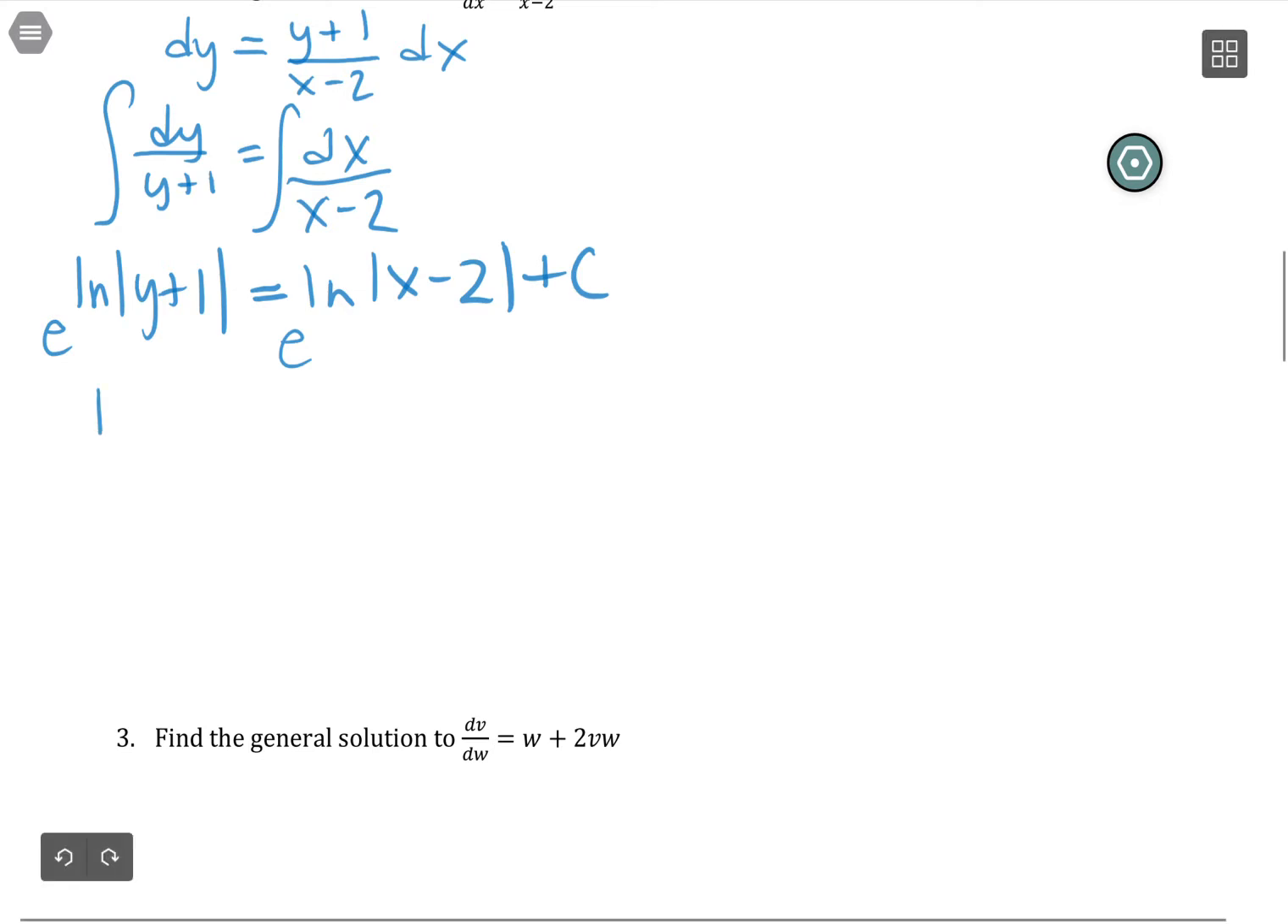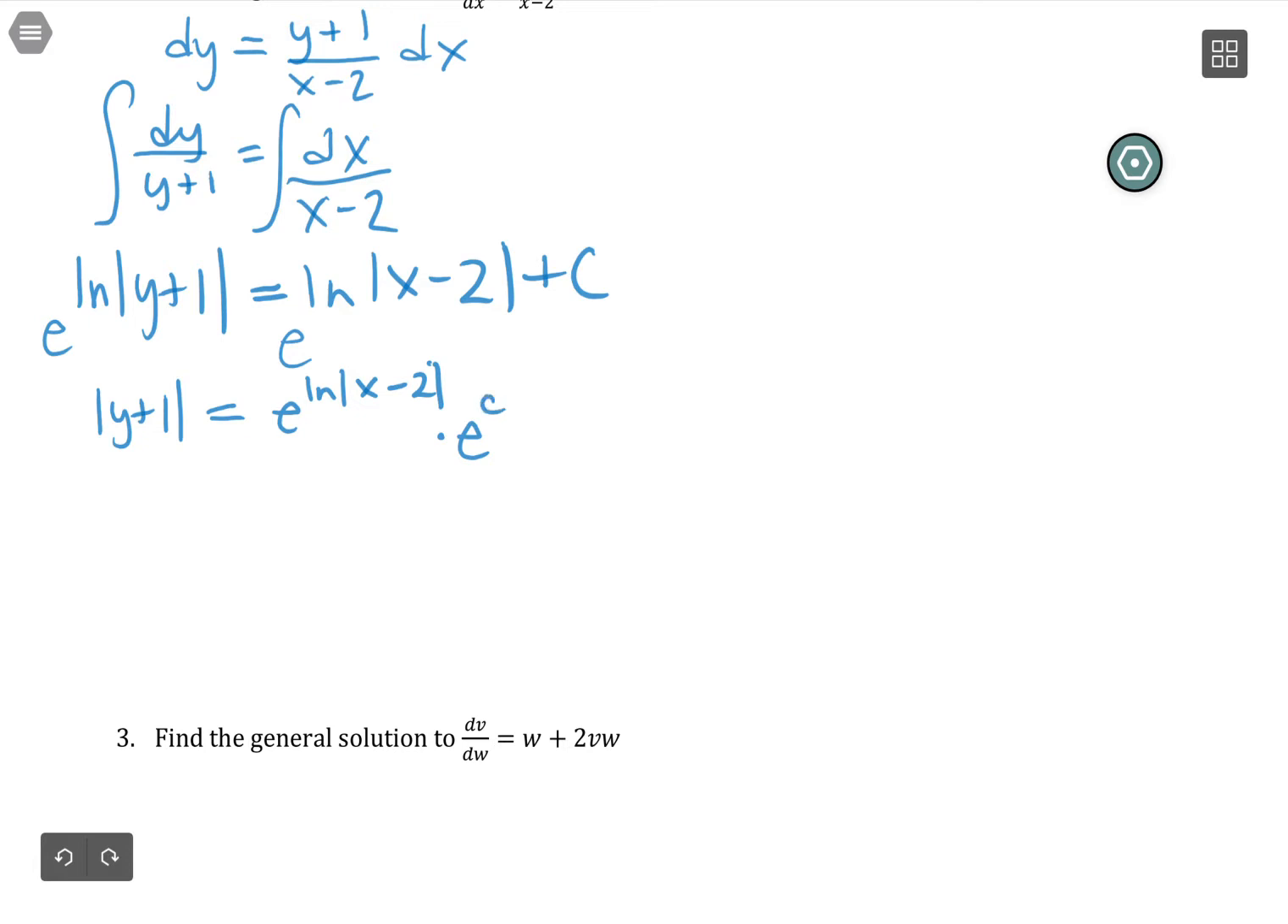So on the left-hand side, I'll have an absolute value of y plus 1, and on the right-hand side, I'll have e to the natural log of the absolute value of x minus 2, and then I am going to use an exponent property and say when there's addition in the exponent, that's the same as multiplying, and working backwards is usually the easy way to check that. If you have e to the natural log x minus 2 times e to the c, then when you mush that together, the rule says to add exponents. So that does match up with where we started.